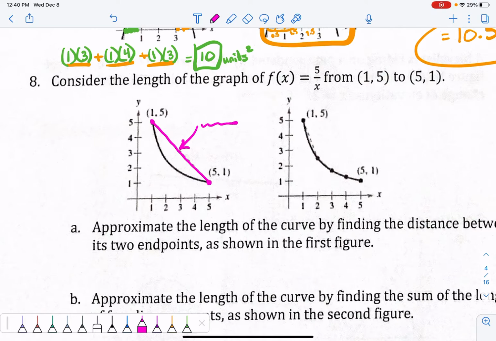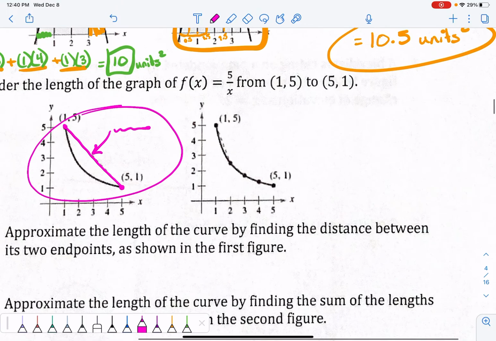So rather than doing this method and just finding one line, we can separate this into chunks, okay, and do the distance from here to this point, and from here to this point, and from here to this point, and here to this point, and we would add all 4 of those up, and then that would give us an even better approximation, okay? So what we're going to do, let's do this first.